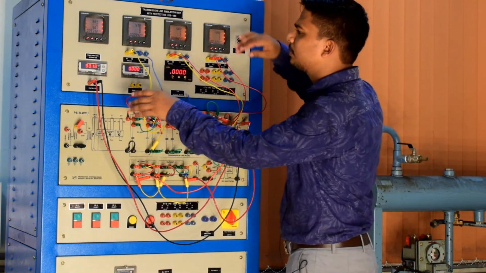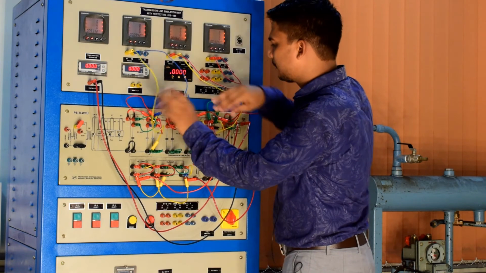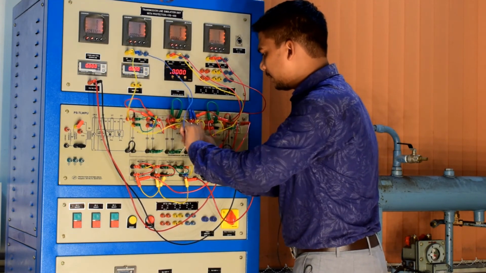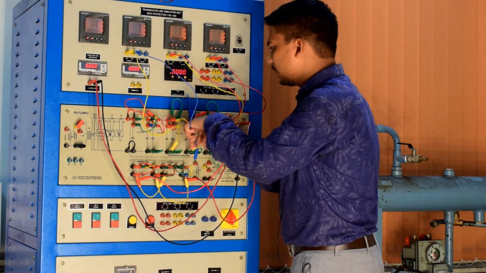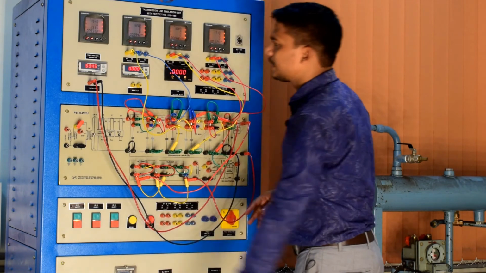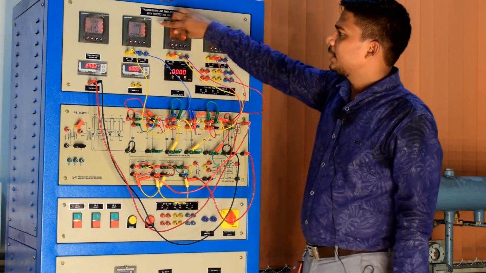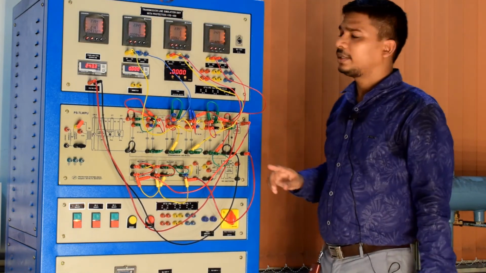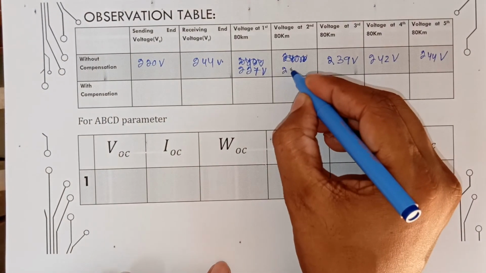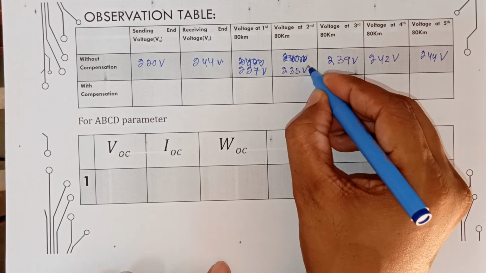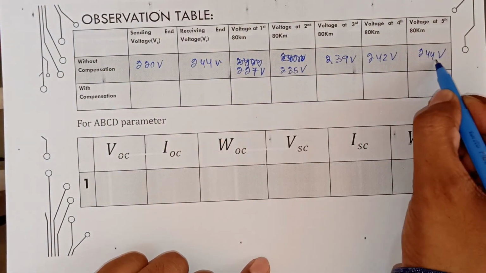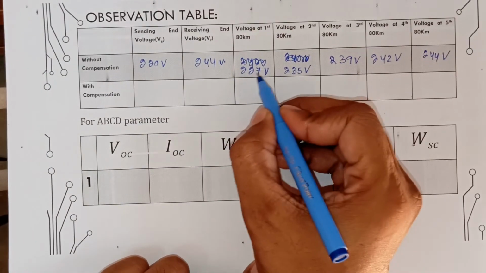That means we are turning off the voltage power supply, and we are changing the voltmeter terminal from first 80 km to second 80 km, so that we are able to measure voltage at second 80 km. And right now it is showing me 234.9, that means 235. So here I can write this is 235 volt. So as you can see how voltage is increasing from the sending end to receiving end without compensation.